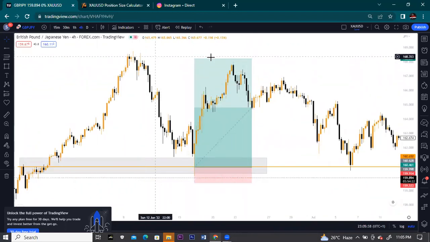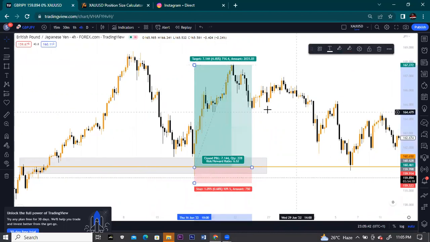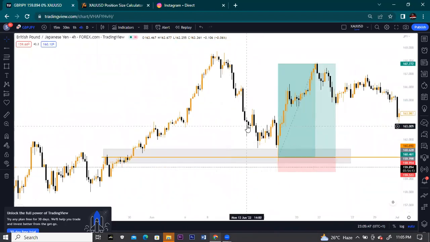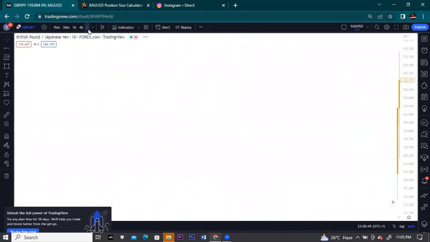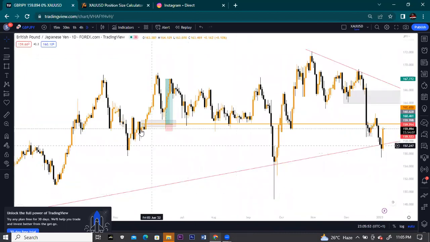Even though it didn't come close, imagine you were holding the trade to this level. You see the risk to reward, 1:6. You saw that the break and retest is very clear. Let's go back to the bigger time frame where we saw the break and retest. You see, it happens a lot.